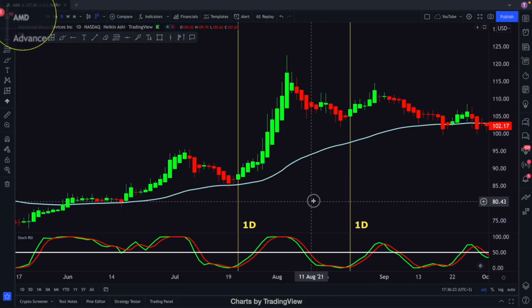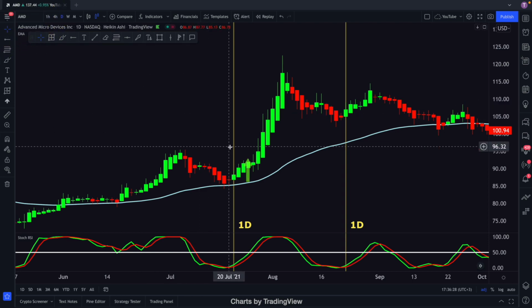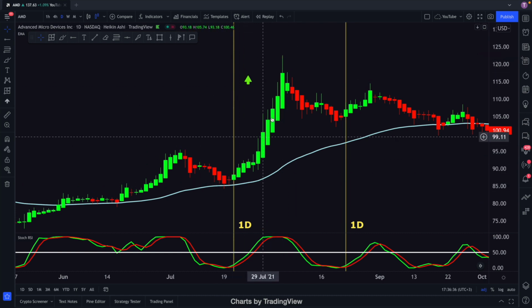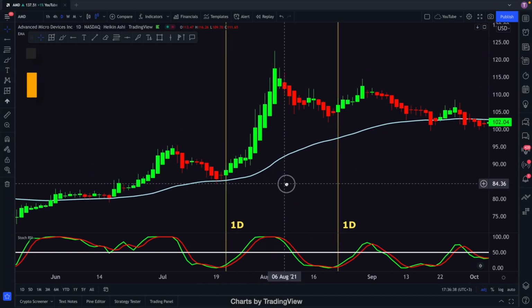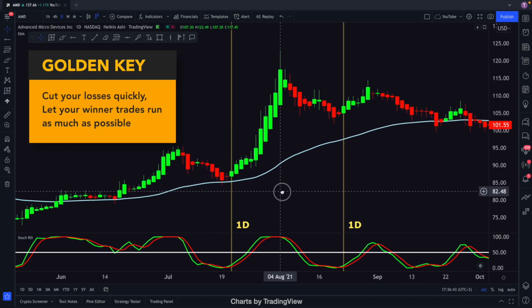Okay, now I'm looking at AMD. As you can see, if you catch a rally with this strategy, you can multiply your capital with options trading. What is the golden key that I teach all the time? Cut your losses quickly, let your winners run as much as you can.